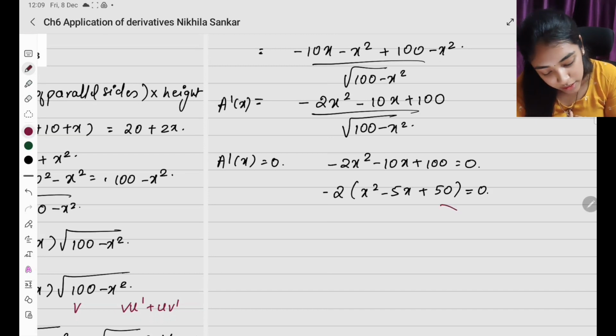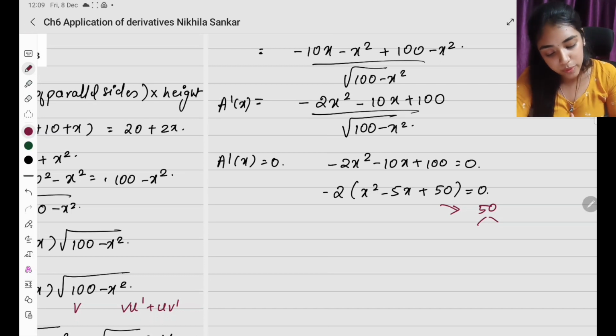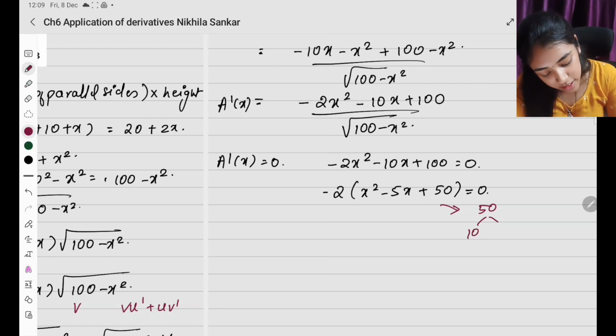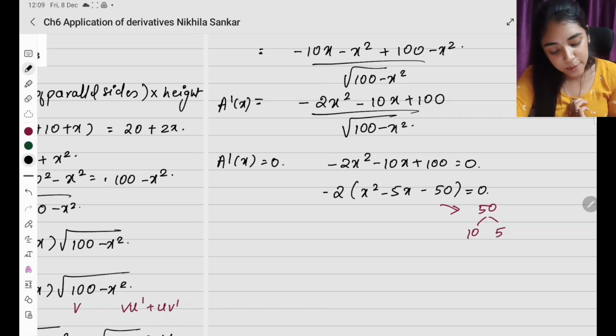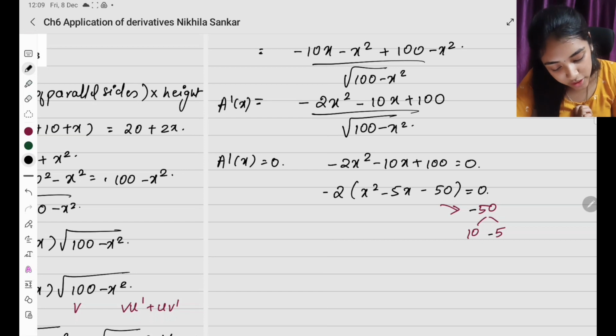So this is splitting the middle term. I need the product to be 50 and the sum to be minus 5. So 10 times 5. Yeah, this will be a minus 50 because I took the minus outside. This is going to be minus 50. Splitting the middle term, I want minus 50. So 10 times minus 5.